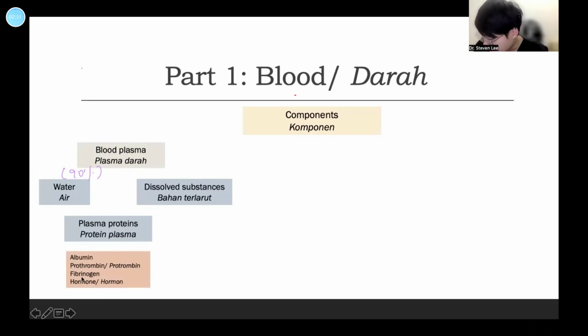These 2 you must know, okay? Because later we are going to talk about this in pembekuan darah, or blood clotting. So these 2 you must know, okay? Albumin is something that you need to understand, although it might not be asked in your exam. It's just something that helps to maintain the osmotic pressure of the blood.